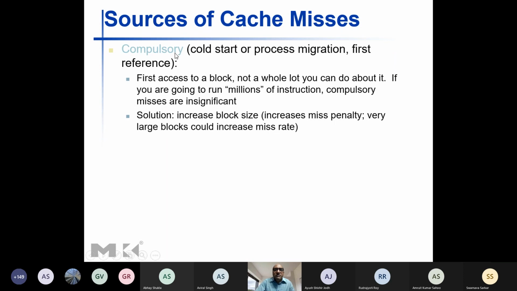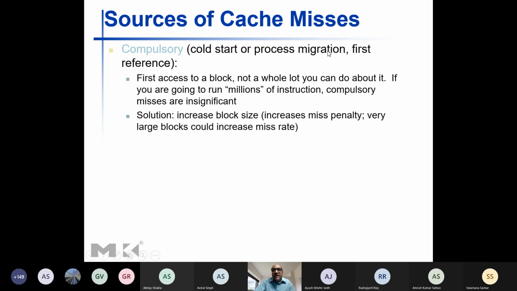Compulsory misses means just at the beginning, when you start the program, you don't have any knowledge about where the control will start or which instructions have to be executed at the beginning. So we cannot fill up the cache. Because of that, in the initial few references you experience continuous misses. This is compulsory because it is at the beginning, so the cache is empty. Obviously, you will encounter misses at the start of the program.